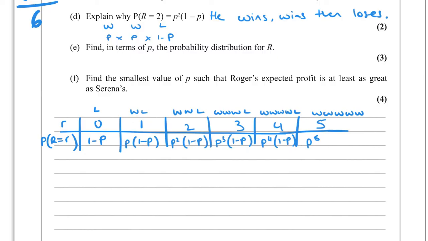Okay. Find the smallest value of P such that Roger's expected profit is at least as great as Serena's. Okay. What is his expected profit? We know that this is going to be 260, because that's how much you win, times P to the power of 5 minus 10. Because you have to pay the £10 entry fee, just like Serena. We want to know, when is this at least as great as Serena's? So we want it to be at least, yeah? Now, when it says at least as great, we can include Serena's. What was Serena's again?